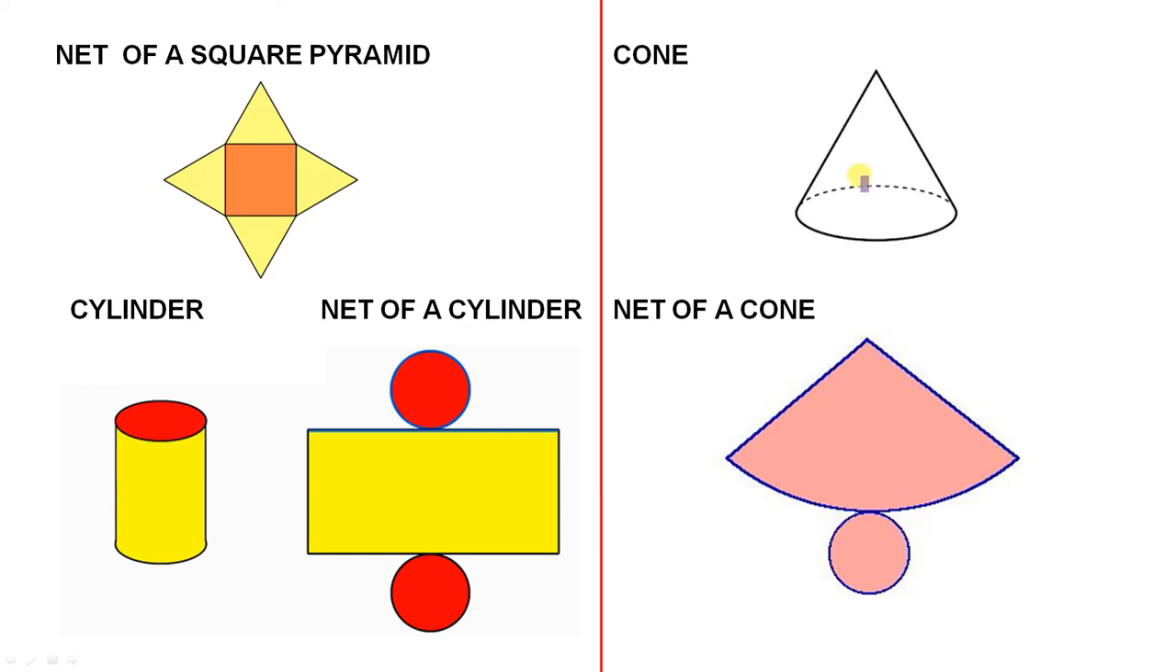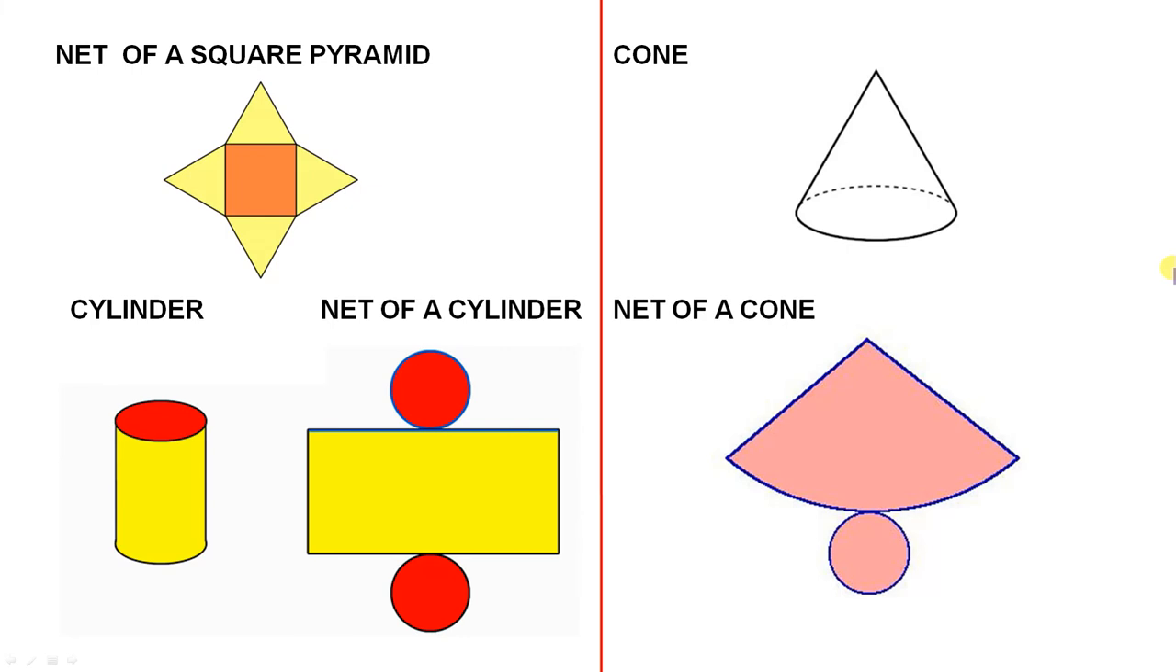Here we have the cone, where the base is a circle, and it comes up to a point similar to a pyramid, but it's not actually a pyramid. We call it a cone. And the net, we have the circle here, which represents the base, and that's the curved section when it's unfolded.